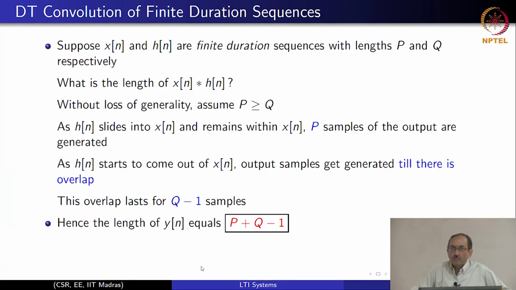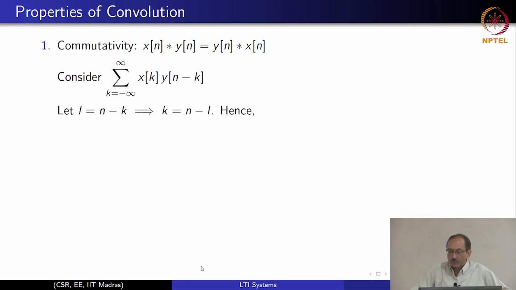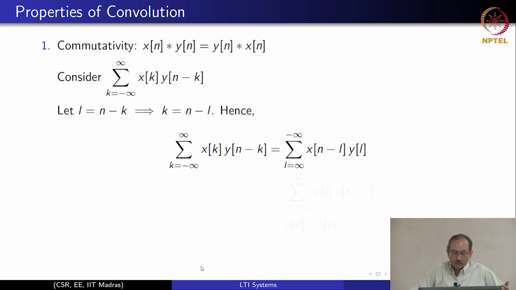Now let us look at properties of convolution that you must already be familiar with. Convolution is commutative. So x convolved with y is the same as y convolved with x, and this is easily seen. All you need to do is make a change of variable l equals n minus k, and in just a couple of steps you will be able to see that x convolved with y is the same as y convolved with x. So this is commutative.